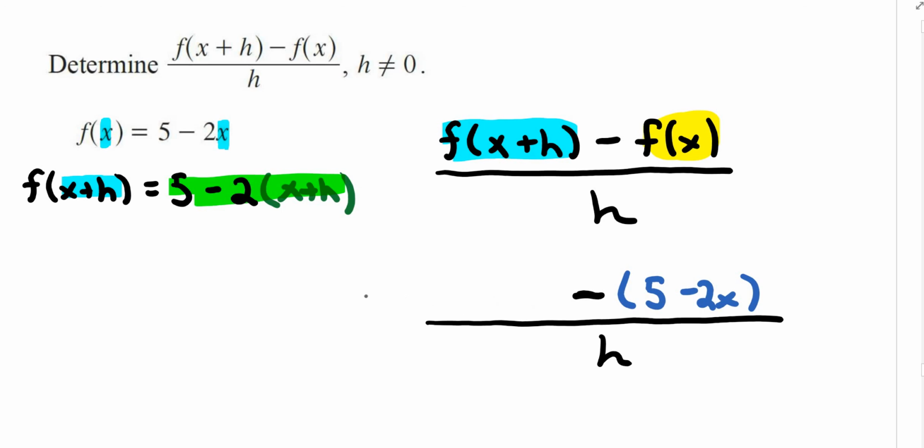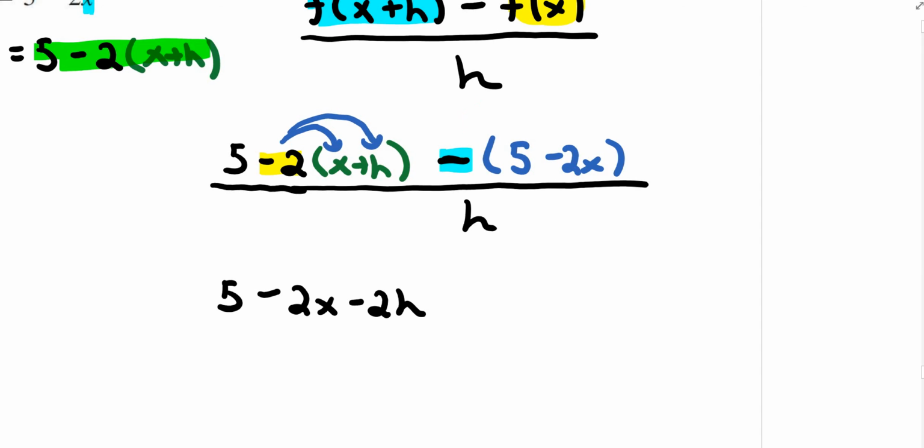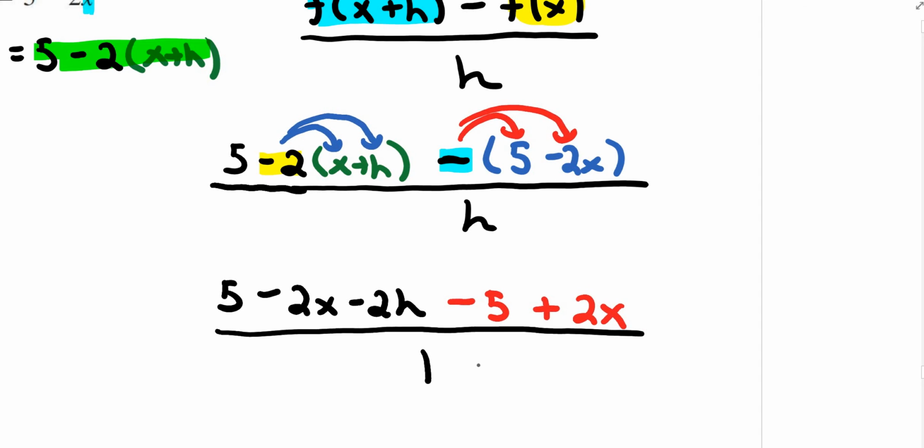So let me erase this, and let me substitute here. So a lot of substituting here. And then from here, you have a little bit of algebra going on. Let me start with this -2 here. This -2 will now distribute onto the x and the h. So now I have 5 minus 2x minus 2h. And then there's a minus sign here, and this minus sign will now distribute onto that, giving you a -5 and a plus 2x, all divided by h.